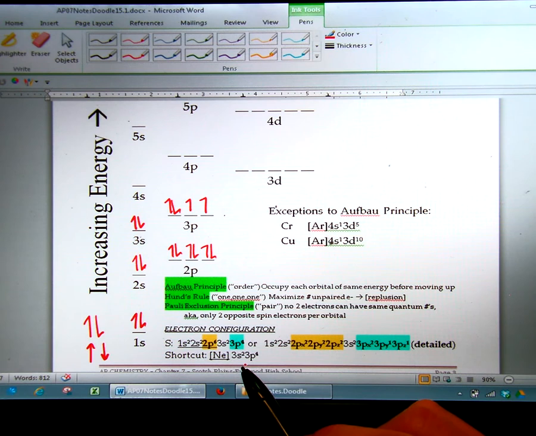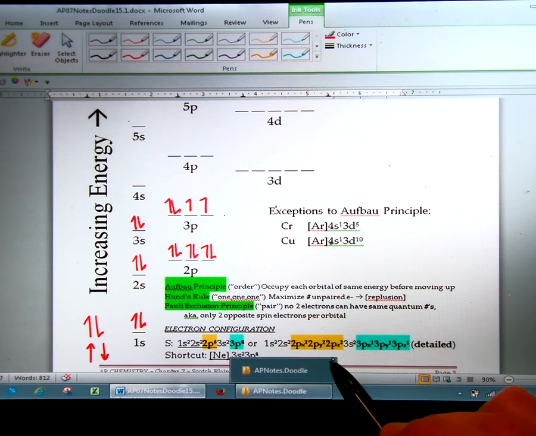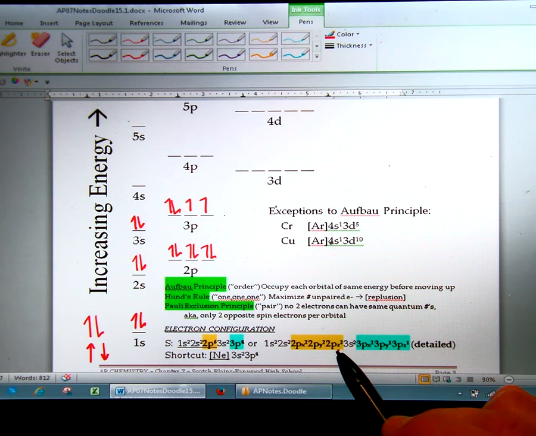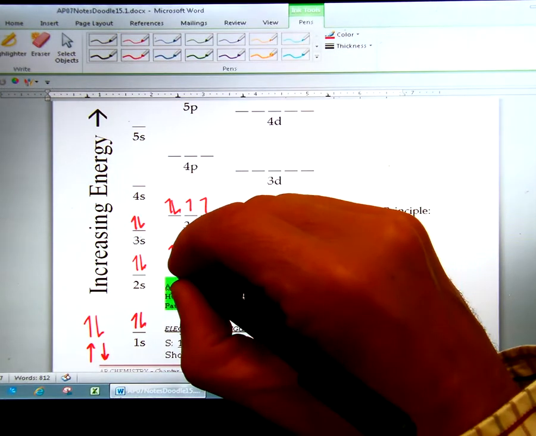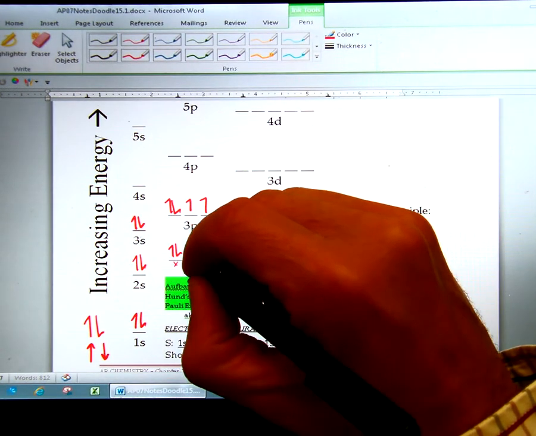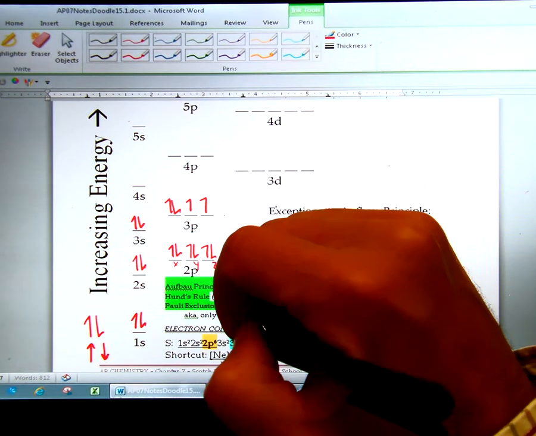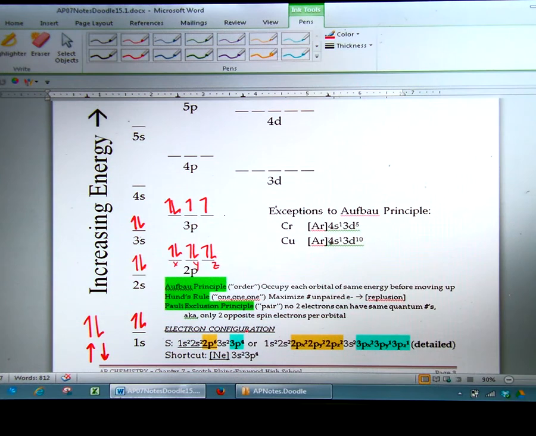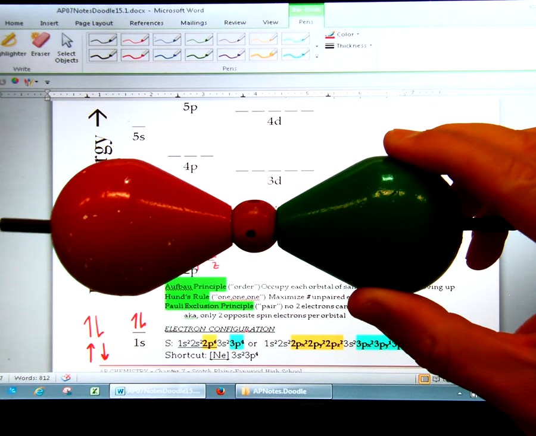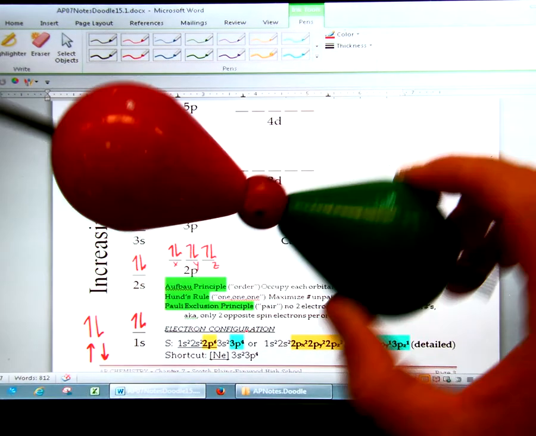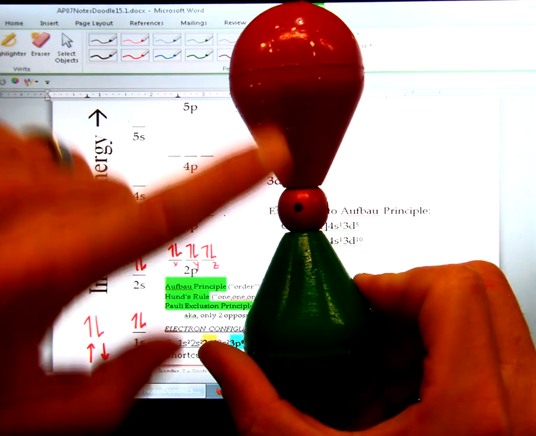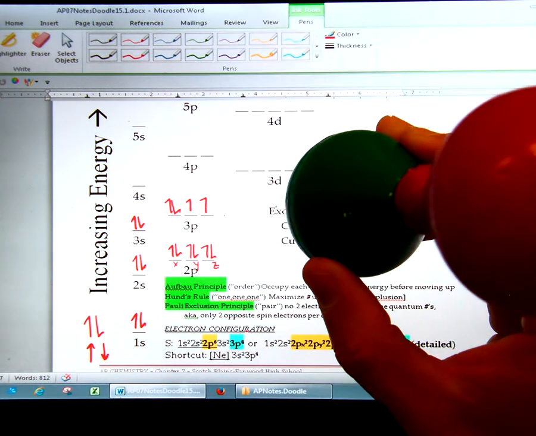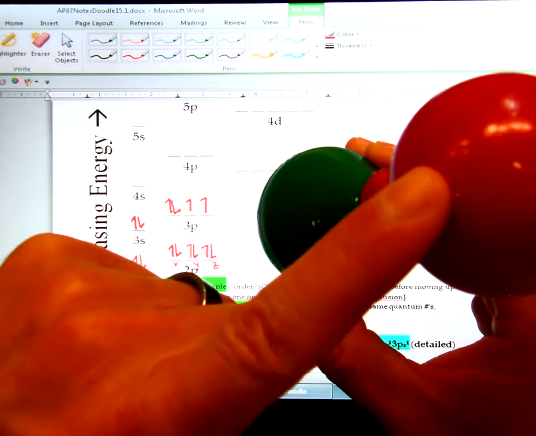Another way to write this is in more detail, which we call the detailed configuration, and that tells you how many electrons are in each individual orbital. So remember how I told you that this came in X, Y, and Z for the p orbitals? So the X, Y, Z, we have 2, 2, 2, right? We have 2 in the X, so 1 on this part, 1 on this part. 2 in the Y, so 1 in this part, 1 in this part, and then 2 in the Z, which would be 1 in this part, 1 in this part.